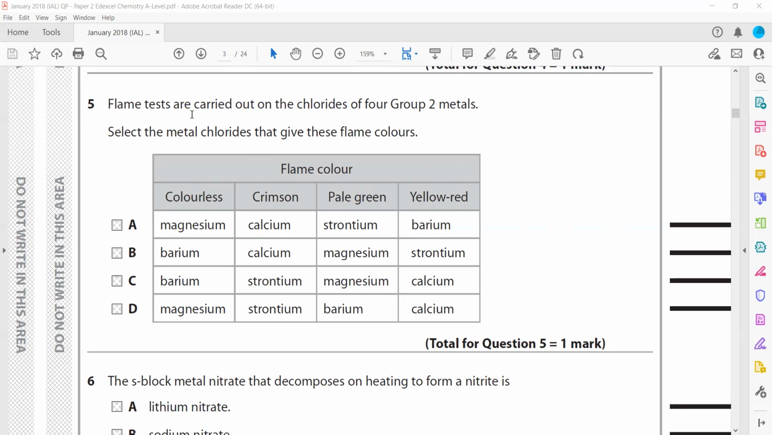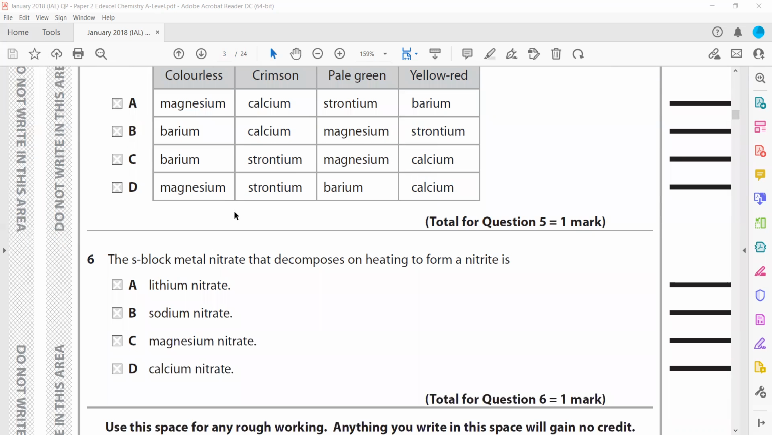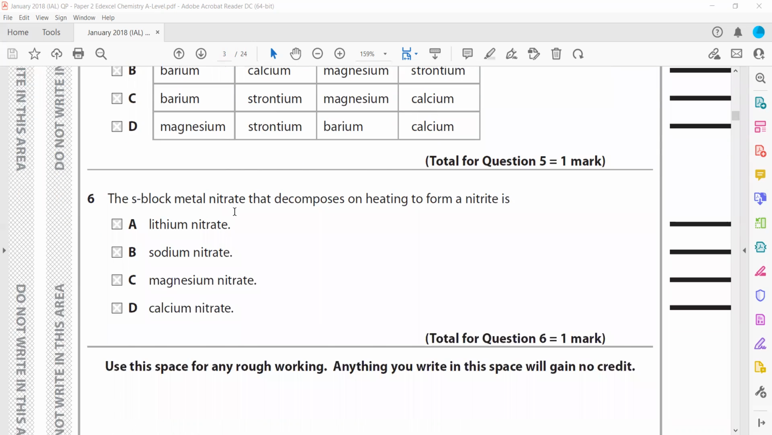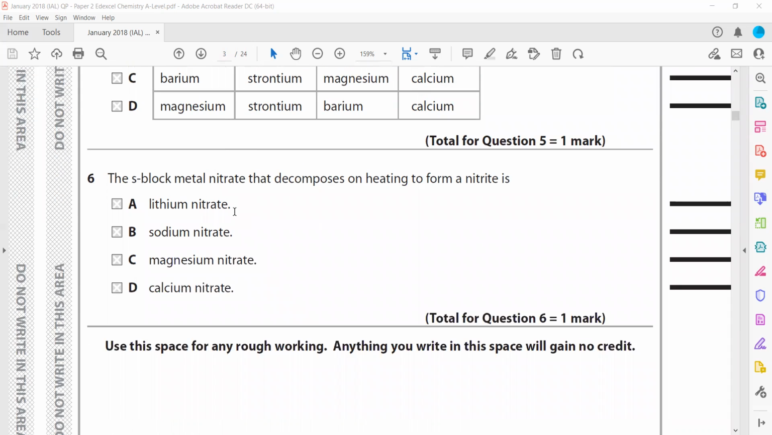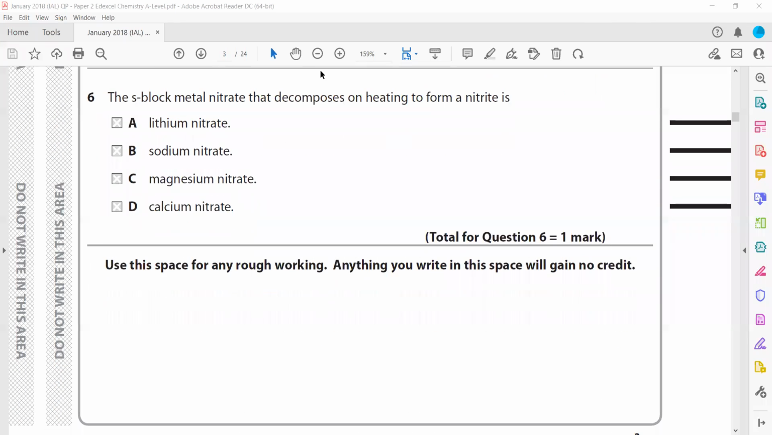And they ask the reason why the characteristic flame color is there. So the answer is, when we supply energy, electrons jump to a higher shell, and then when they return back, they release energy equal to the difference between the shells, and give a characteristic color.